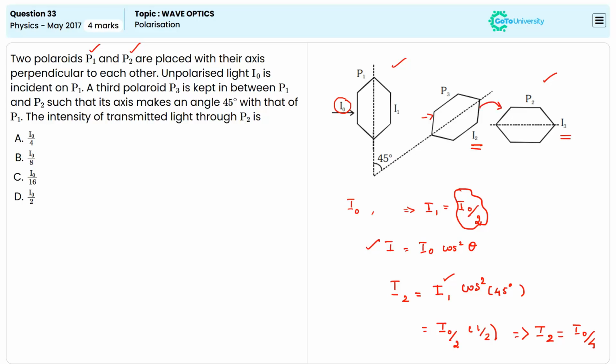So here, again, we can use Malus's law. So I3 will be equal to I2 times cos squared 45 degrees. So here we have a value of I2, which is I naught divided by 4. We know that cos squared 45 degrees will be 1 over 2. So when we are simplifying, the intensity of the light which is coming out of polarizer 2 will be I naught over 8. So the correct answer for this question is option B here.